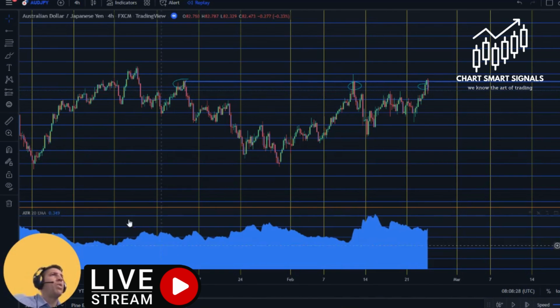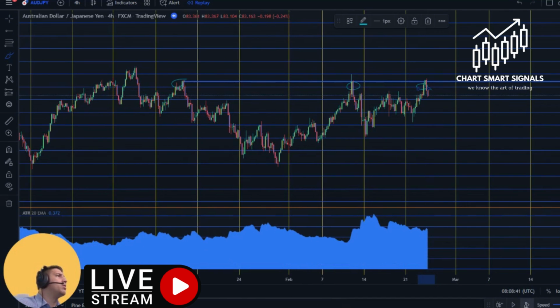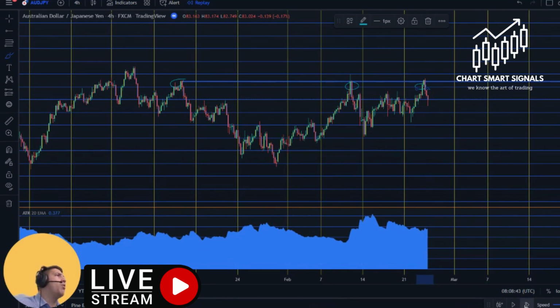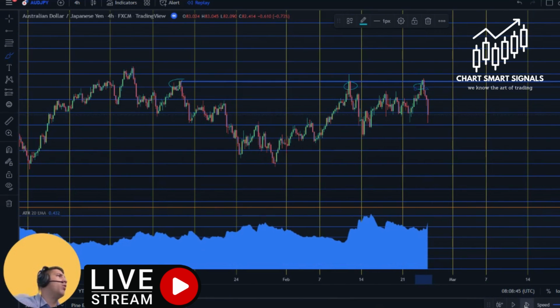Alright, which we could enter a short position somewhere over here. Alright, we've entered our short position. Let's see what happens. We're going down in price. Yeah, it would have been a nice profitable trade, probably taking our TP somewhere over here.